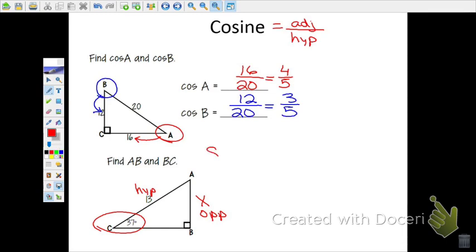Sine. So sine of the angle 37 equals opposite x over hypotenuse 13. So what am I going to do to get that x by itself? Multiply both sides by 13. And then again, we're ready for the calculator. 13 times sine of 37. Rounded to the nearest tenth, 7.8.